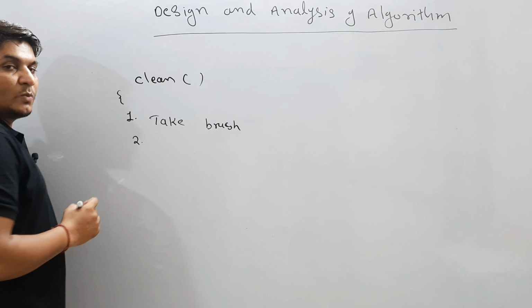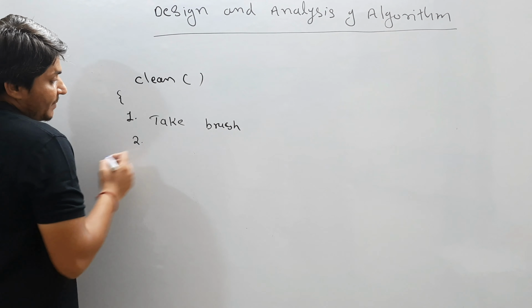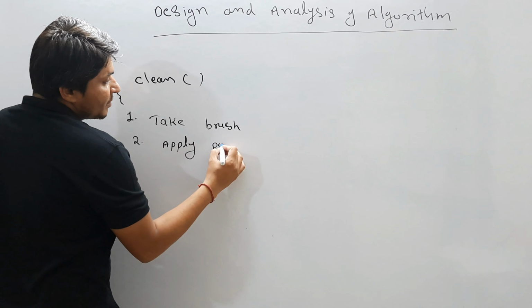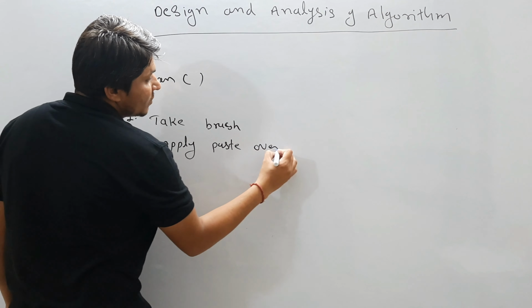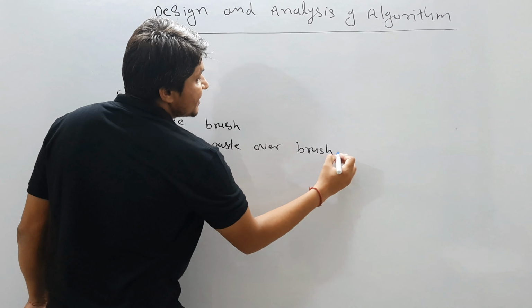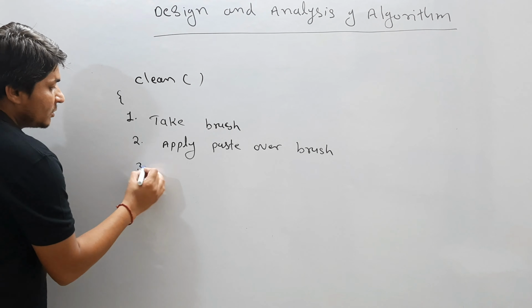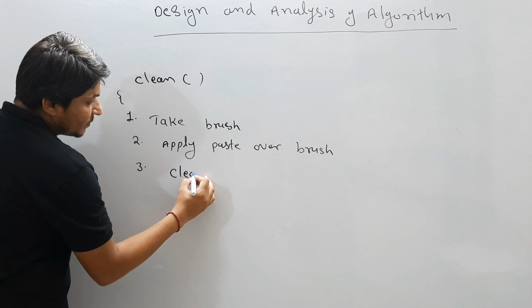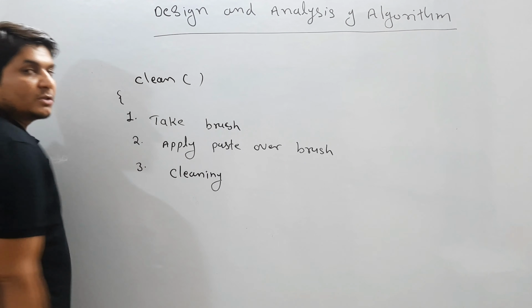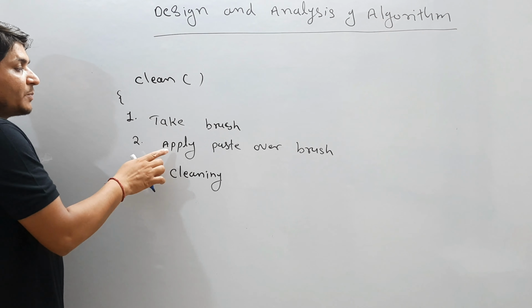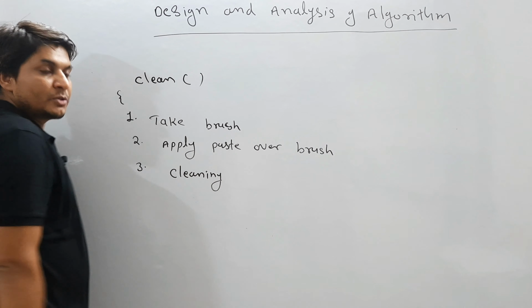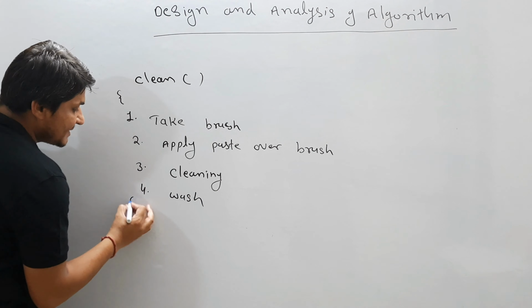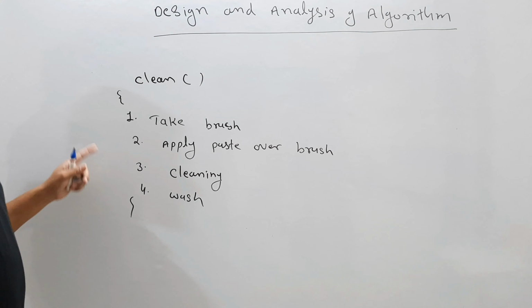Then what could be the second step? Then I'm simply applying, let me write, apply paste over brush, correct? What is the third step? Then let's say cleaning. This is step number 3. Means first you are picking the brush, then you are applying paste over the brush, then you are cleaning, then the last step is, let's say, wash. Means this algorithm is going to perform some cleaning task.